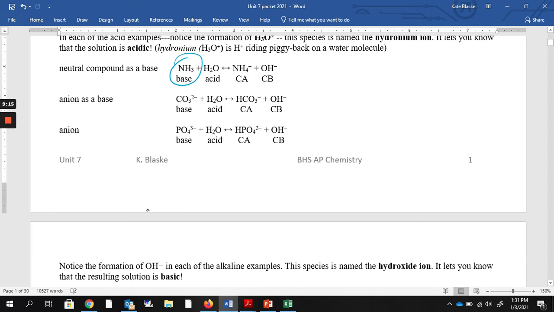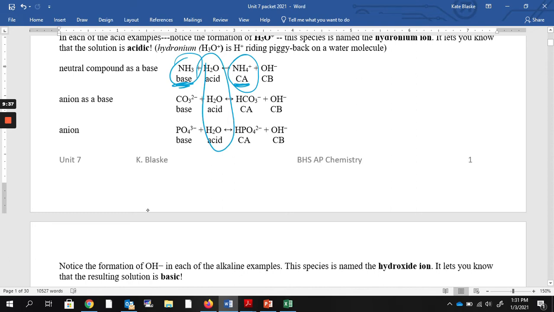Here I've got NH3. I know its conjugate is going to be the NH4 because that's the source of nitrogen. That NH3 gained a proton to turn into NH4 plus, which means that that is going to be classified as a base. Its conjugate is going to be an acid. In these cases, since I have that base, the water always has to be acting as an acid.